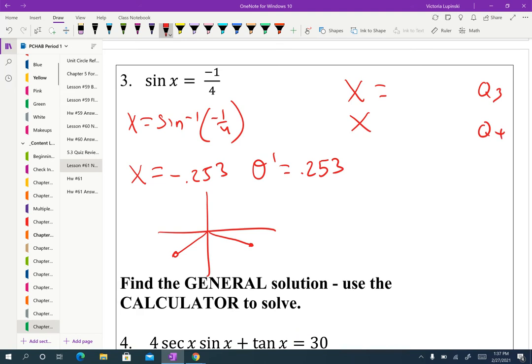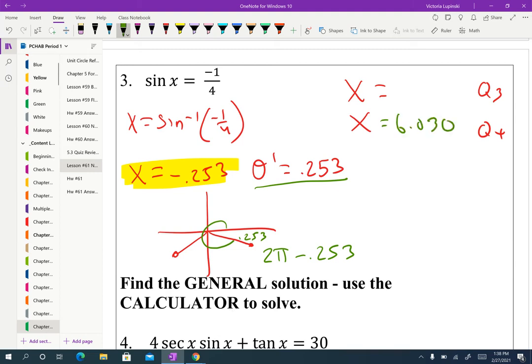So again, the answer that came out of the calculator, negative 0.253, technically that is in quadrant 4, but because I'm trying to solve this from 0 to 2 pi, that answer is not in that interval. So again, if the reference angle is 0.253, that's this right here. If I want to find this entire angle, I'm going to go ahead and subtract 2 pi minus 0.253. And if I go ahead and do that, I'm going to get a quadrant 4 answer of 6.030.